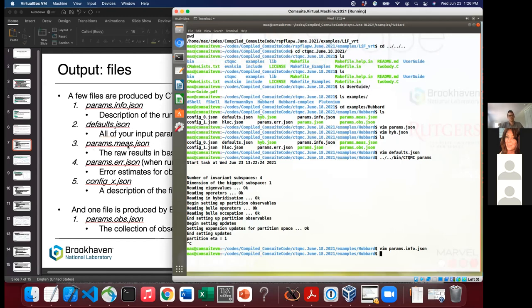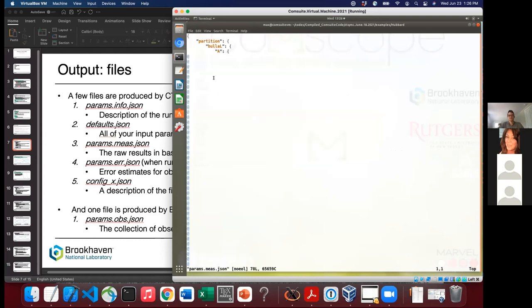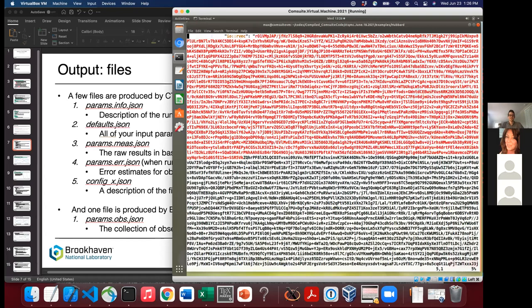There's params.measure.json, which is the raw results. And this is stored in like base 64. So not only is it not physical, but it's also not human readable. But this makes these files quite a bit smaller.